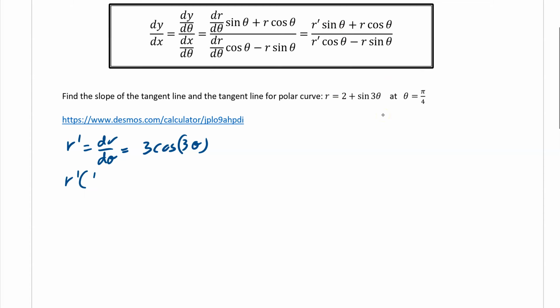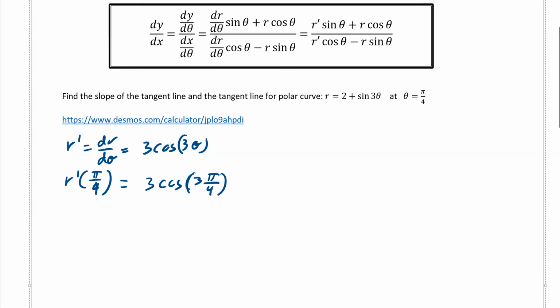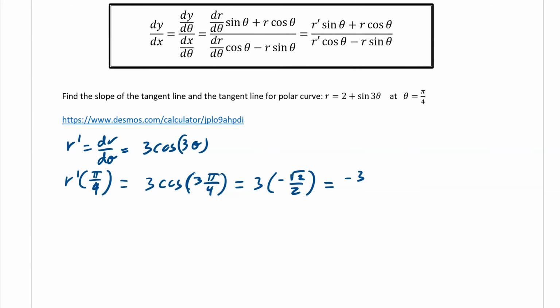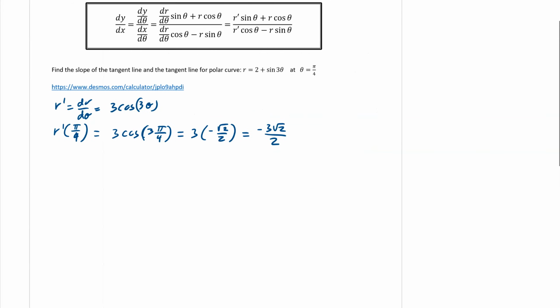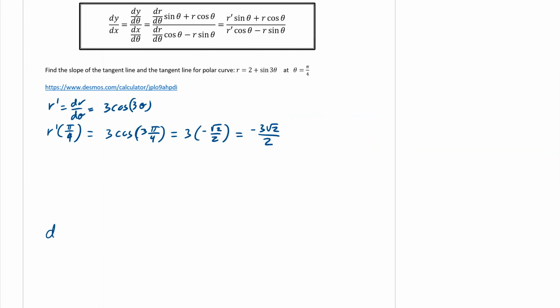So what is r prime of pi over 4? So we get 3 cosine of 3 pi over 4. And so we look at the unit circle, and we see that that gives us negative rad 2 over 2. So this would be negative 3 radical 2 over 2. So now we can plug that into our formula. So dy dx is equal to, and our first thing is r prime. So negative 3 rad 2 over 2, negative 3 rad 2 over 2.